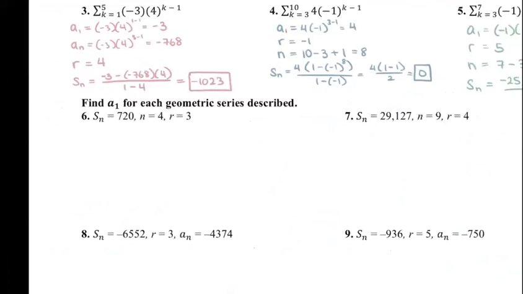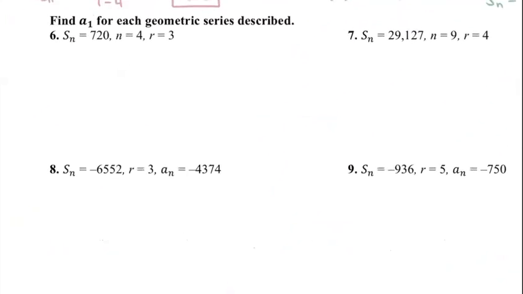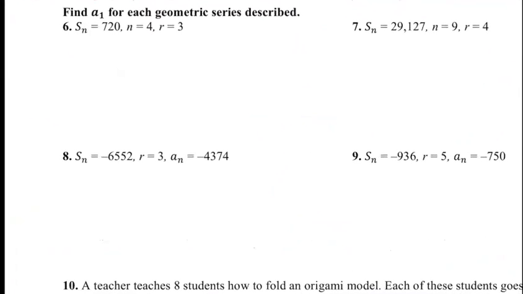Okay, let's go into our last part. And this really shows how knowing both formulas is really, really useful. So don't think, oh, I'll just use one formula and ignore the other one. That actually could be a little detrimental, because there are specific cases where you really do need to use that formula. For example, number 6 says find a sub 1 for each geometric series described.